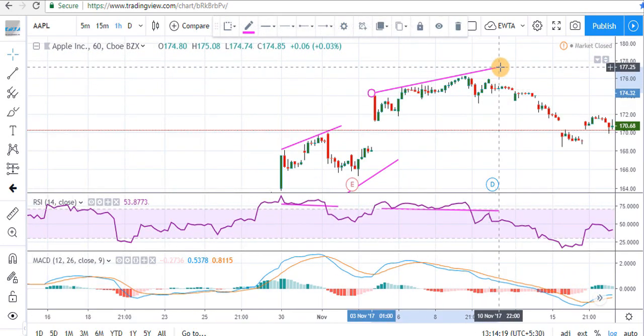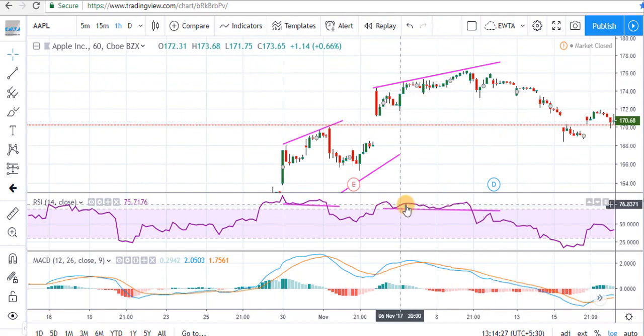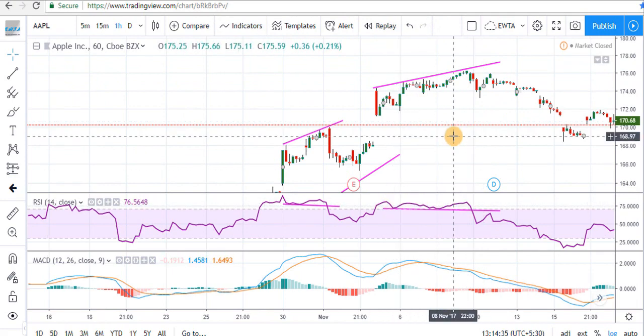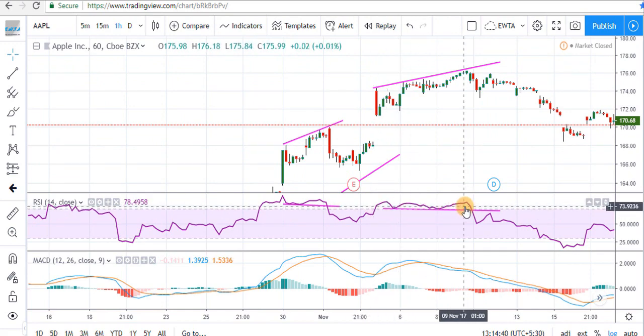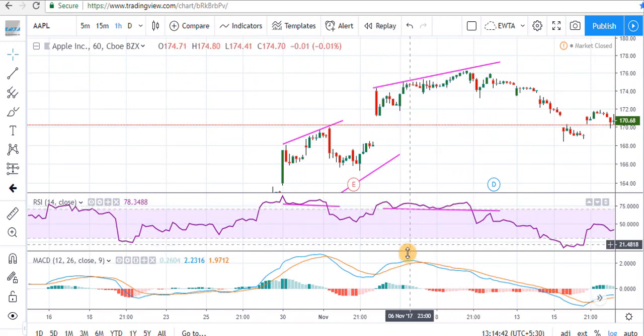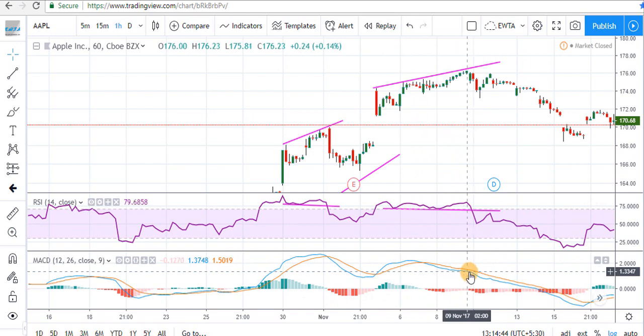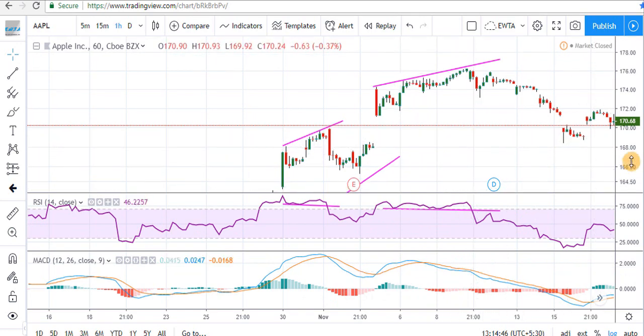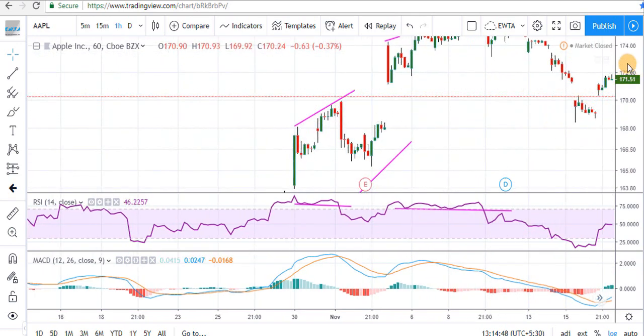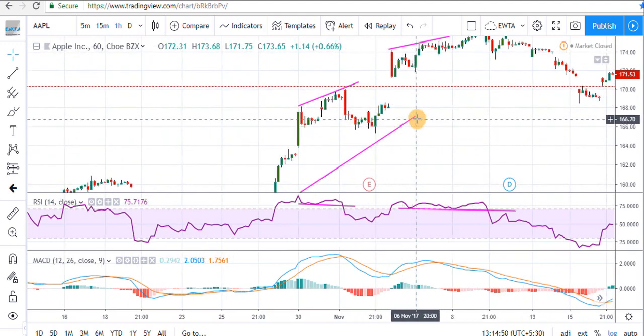Now at this point prices are going in upward direction. RSI peaks are not going in downward direction, but they are at the same levels, so it is also a bearish divergence. MACD is going in downward direction, so we can trade this divergence. For this, we will extend this trend line.